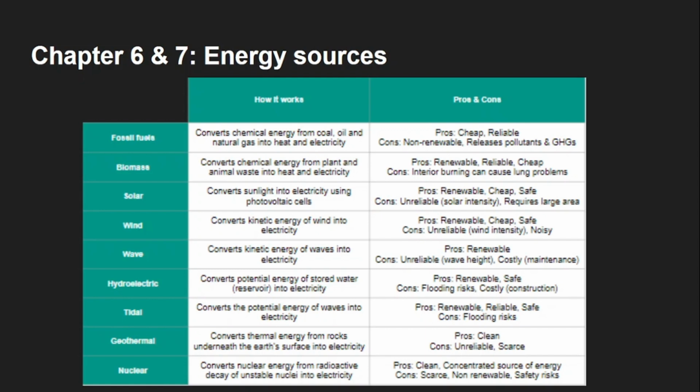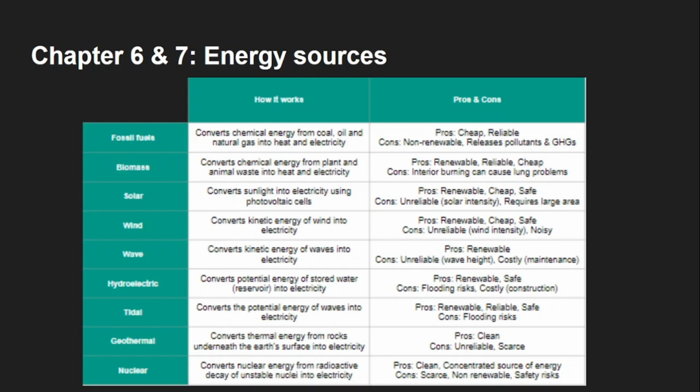When we look at waves, waves tend to convert the kinetic energy of waves into electricity. So again, a similar mechanism to windmills, but this time using waves. The pros are it's renewable, and the cons are it's unreliable. Again, the wave height needs to be at a certain level in order to be able to get any significant amount of electricity out, and it's costly for maintenance. So it's not quite as cheap as windmills, which are, I suppose, a more proven technology in the space.